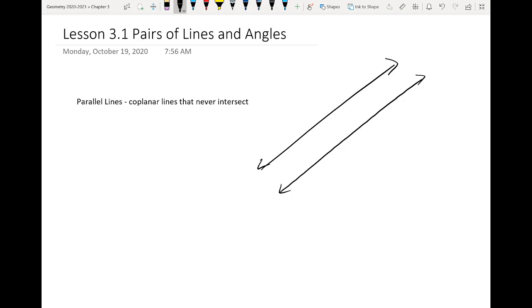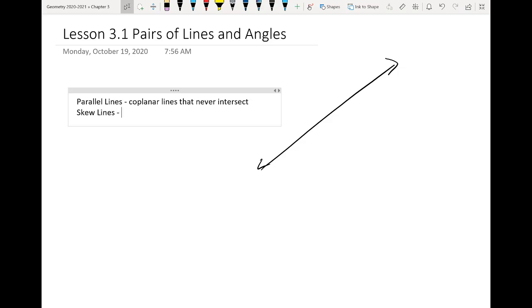Now, it is possible to draw two lines that do not intersect, but they're not on the same plane. Go ahead and erase one of these. Then take your pencil and stab it through the paper, not through that line, so you have one working in and out of the paper and one on the paper. That notion is what we call skew lines. Skew lines are non-coplanar lines that do not intersect. So that's the big difference there.